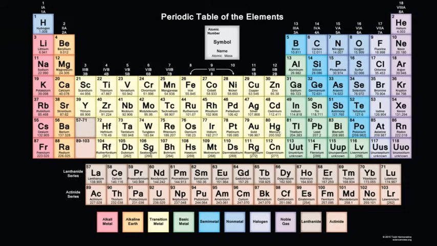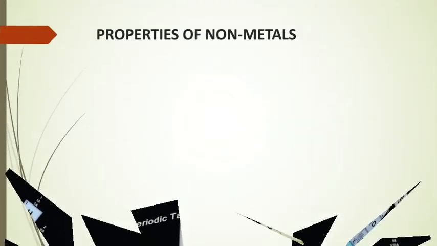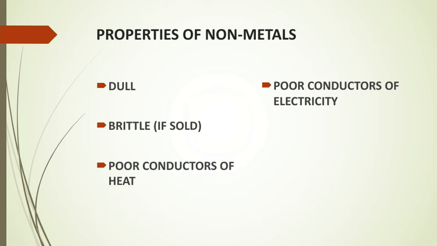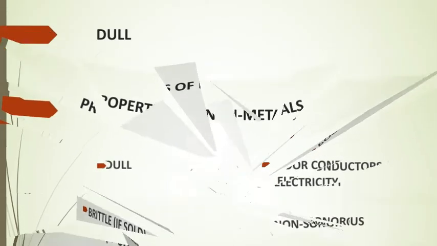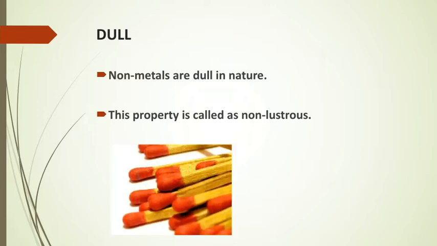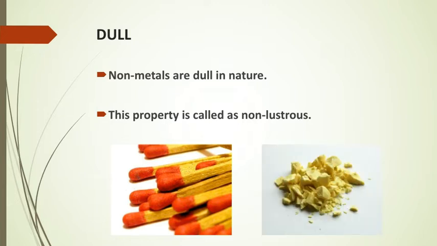We'll see about the properties of non-metals. So non-metals are dull, brittle, poor conductors of heat and electricity. They are non-sonorous. We'll see elaborately one by one. First, dull. Non-metals are dull in nature. This property is called non-lustrous. For example, red phosphorus, which we are using in matchsticks, as well as sulfur. So these are the two examples to indicate that non-metals are dull.